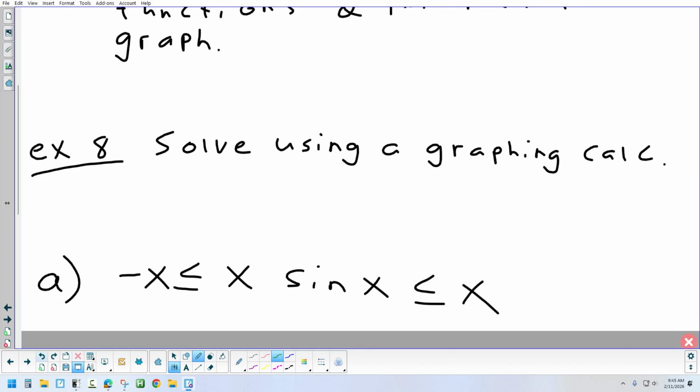All right, so let's try this one. We're looking for where x sine x is sandwiched between negative x and positive x. What kind of transformation is that when you multiply by a number in front of the function? Yep. Vertical stretch. And this is a variable.